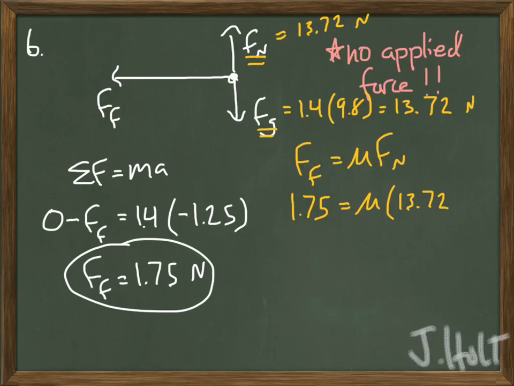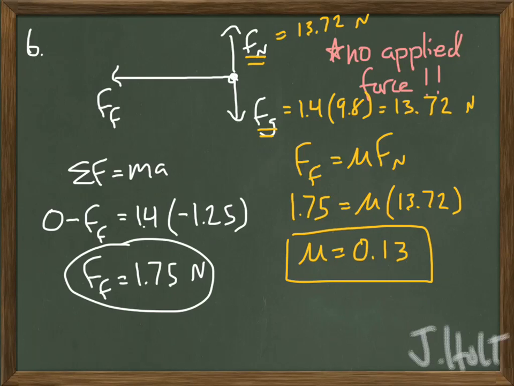Now that we know the normal force, we can put some numbers into this. You can divide both sides by the normal force, 13.72, and solve for mu. We need to make sure that mu is between 0 and 1, which it is.